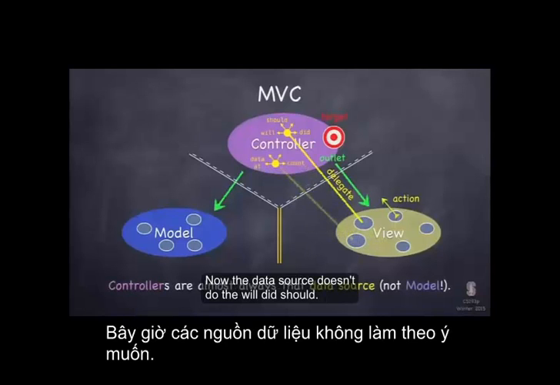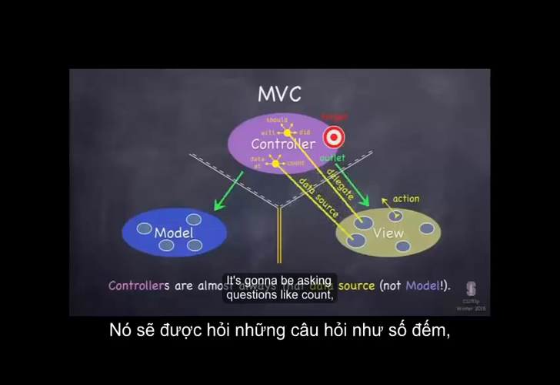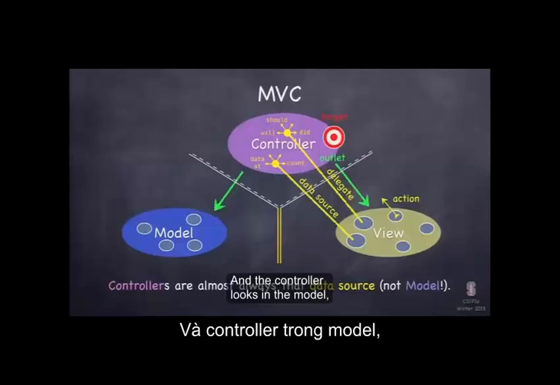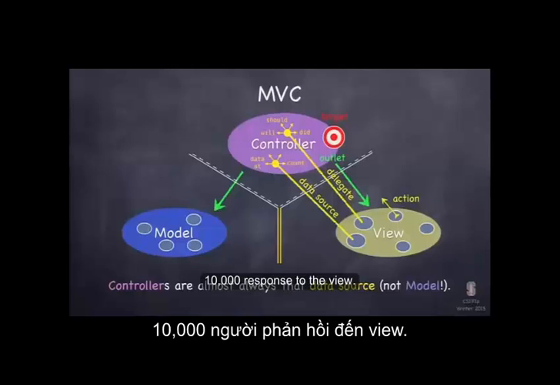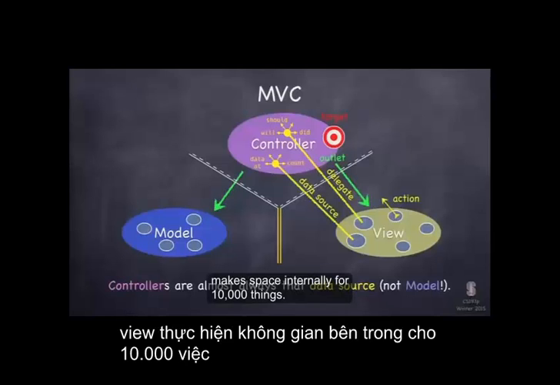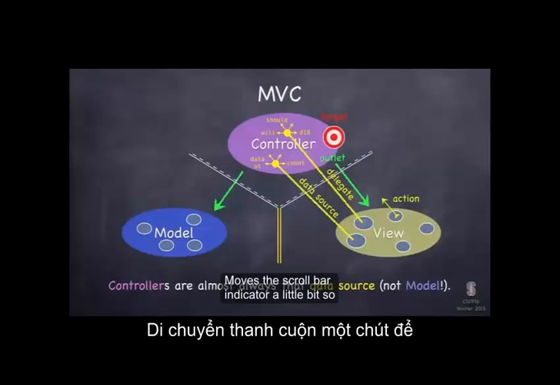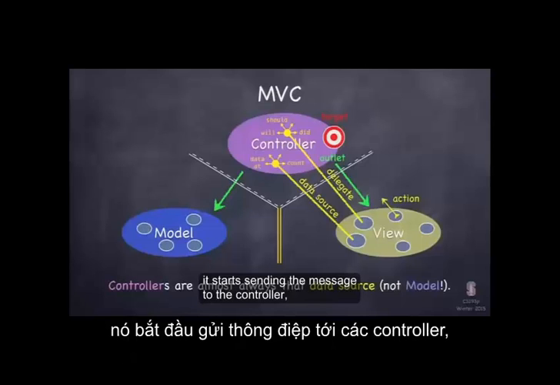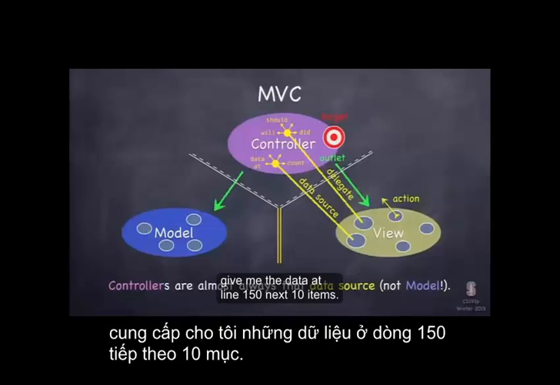Now, the data source doesn't do the will, did, should. It's going to be asking questions like count, like how many songs are there? And the controller looks in the model: 10,000. It responds to the view, there's 10,000. The view makes space internally for 10,000 things. It doesn't know what they are, and moves the scroll bar indicator a little bit so that you know where it is. And then you start scrolling, flipping through it, and it starts sending the message to the controller, give me the data at line 150, next 10 items.